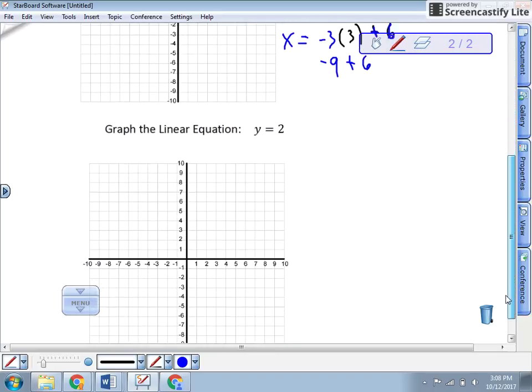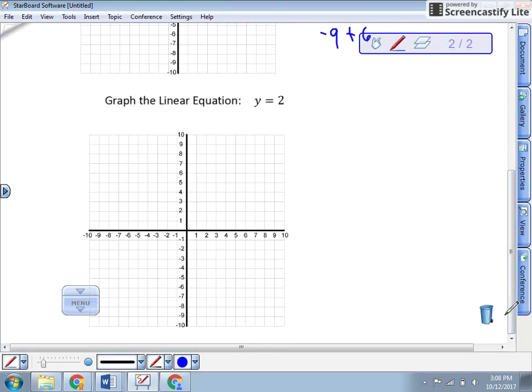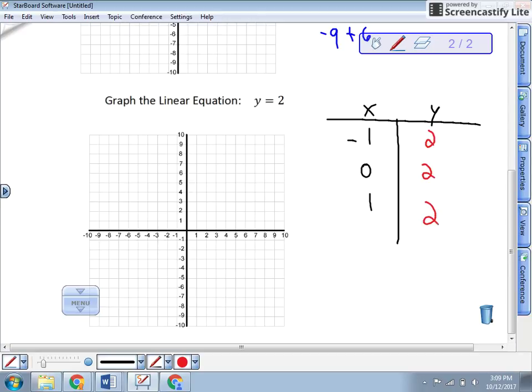Okay, last one I'll show you real quick. y equals 2. So as we said, if it's solved for y, pick x values. So here's x, here's y. We'll pick negative 1, we'll pick 0, and we'll pick 1. So now we plug them in. It just always says, no matter what x is, y is always going to be 2. So in this case, it's just going to be 2, 2, 2. You get something like that.